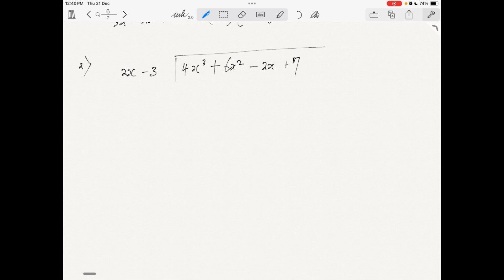Okay, so the first thing to do is to label. This is our dividend and this is our divisor. So the first thing to do is to divide the first term of the dividend, that's 4x raised to the power 3, by the first term of the divisor.